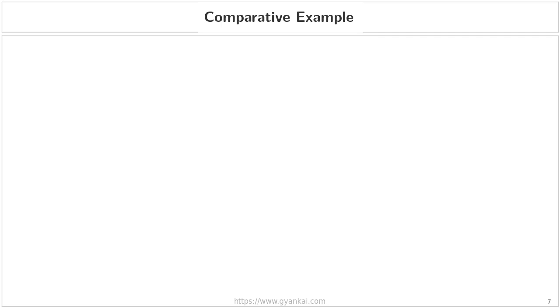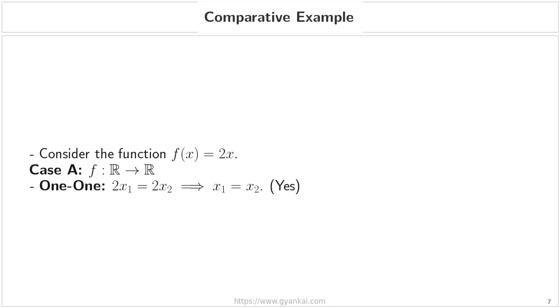Now, let's put the theory and the analogy we just discussed into practice with a concrete comparative example to see exactly how the domain and codomain change the result. Let's consider the function f of x equals 2x. First, let's look at case A, where the function is defined from the set of real numbers to the set of real numbers. To verify if it is 1-1, we apply the methodology we learned earlier.